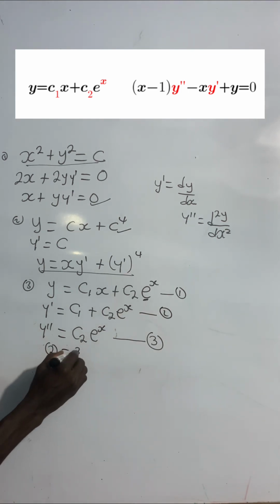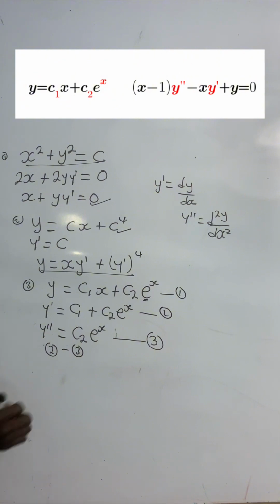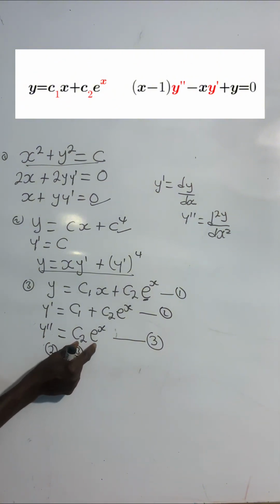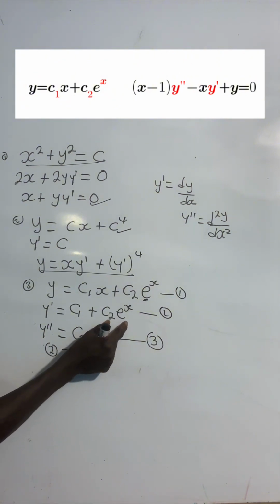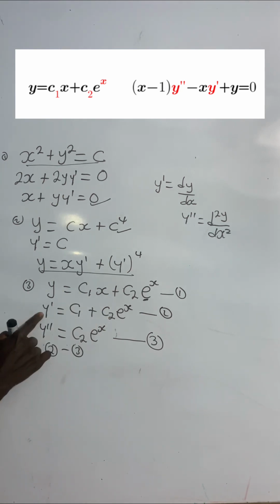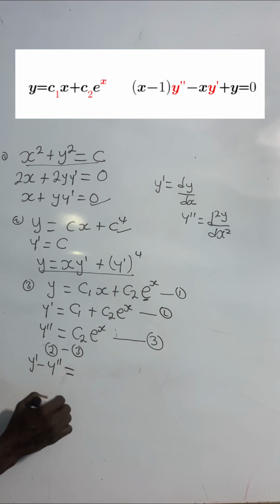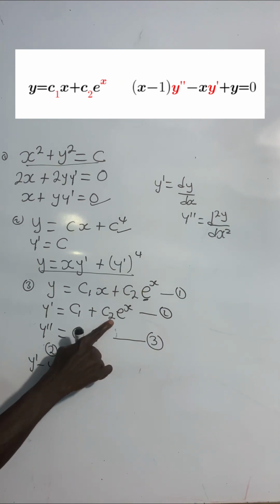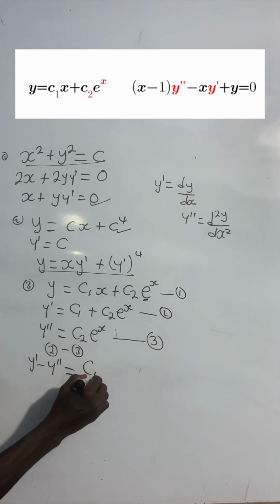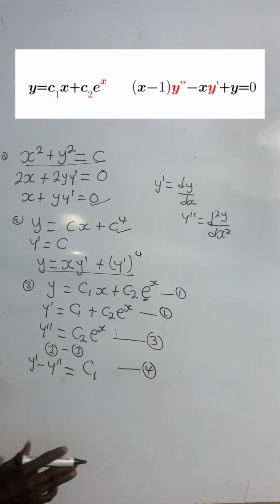So let us subtract equation 3 from 2. Here we take c2 e to the power x from c2 e to the power x and take y double prime from y prime. If we take this from that, we get 0 on the left, and it will remain c1 on the right hand side. Let's name this equation 4. That's very simple as that.